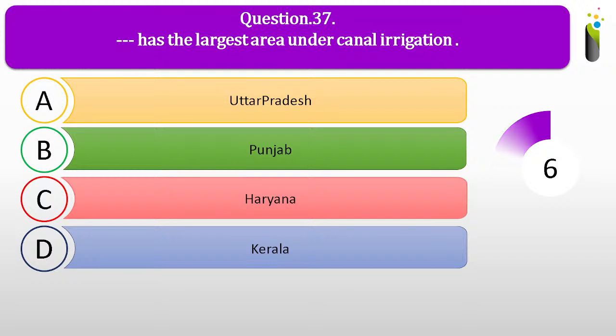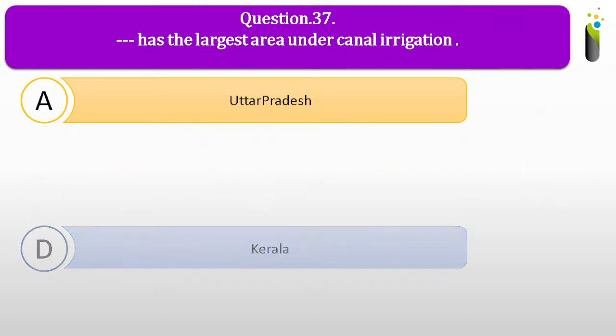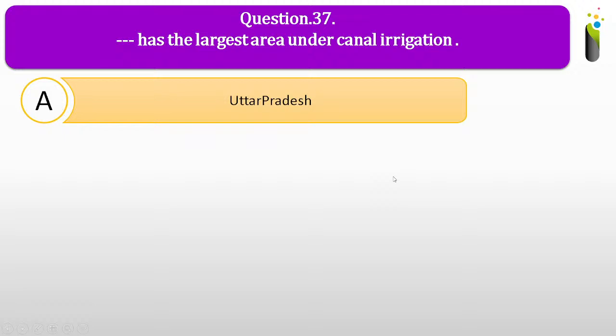And the correct answer for the question number 37, dash has the largest area under canal irrigation, is Uttar Pradesh. I gave you a hint in the question just before this, so it should be easier for you to answer. Mehak Singh, you are right.